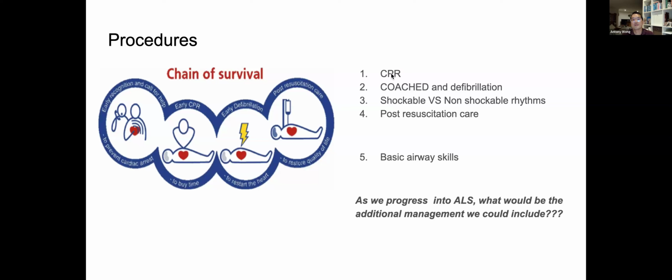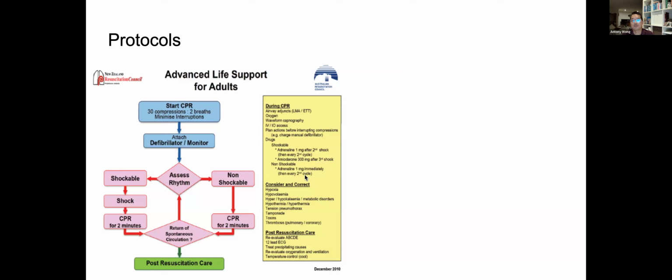So looking at the procedures, the CPR, defibrillation, post-resuscitation care, and basic airway skills. So the big question is, as we progress into ALS, what would be the additional management we could include? So this is moving into ALS, which is advanced life support. And again, there's another algorithm, which is from the Resuscitation Council. We really concentrated on this, and then the AED took over and assessed the rhythm as being shockable or non-shockable. It shocked and then gave CPR.